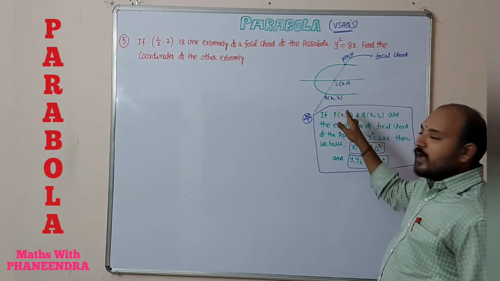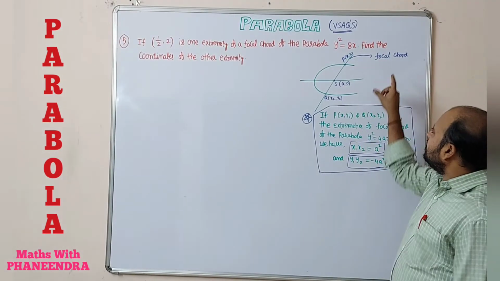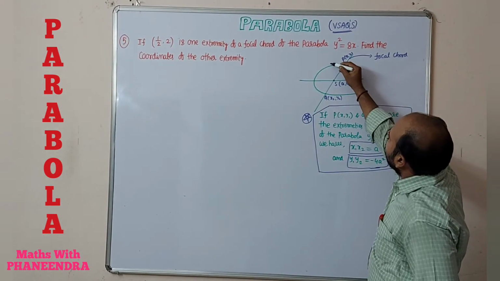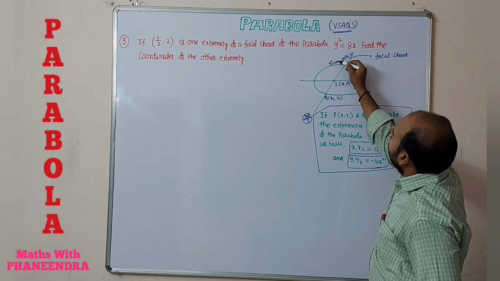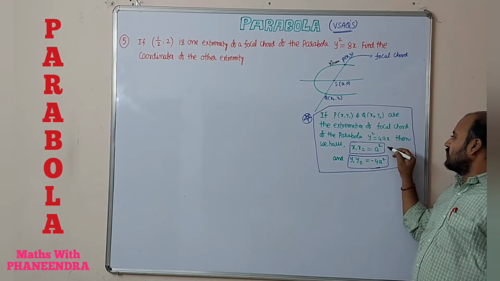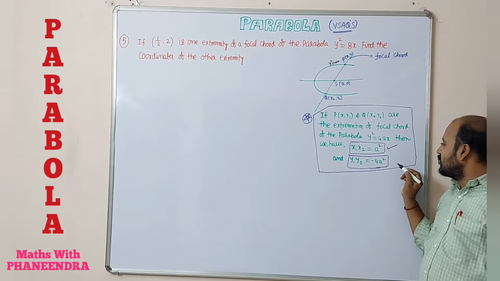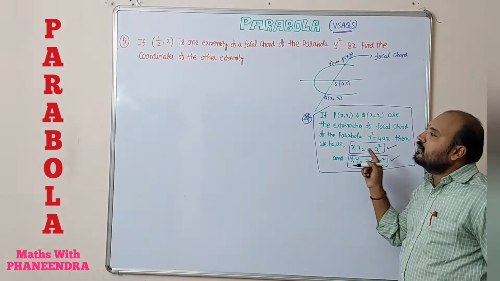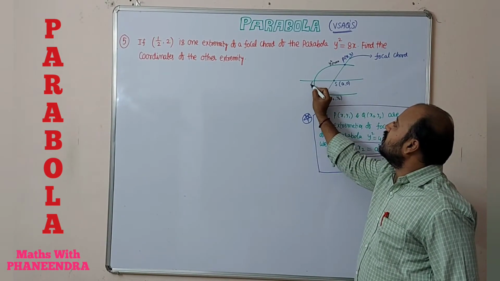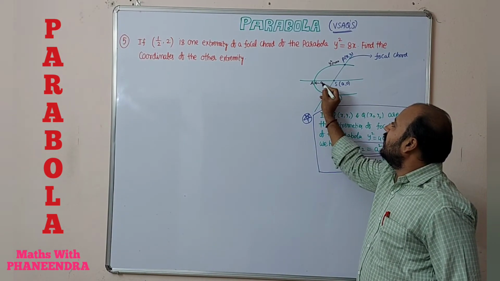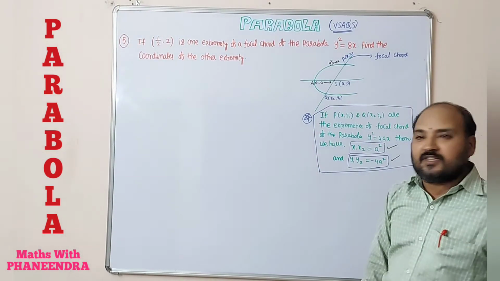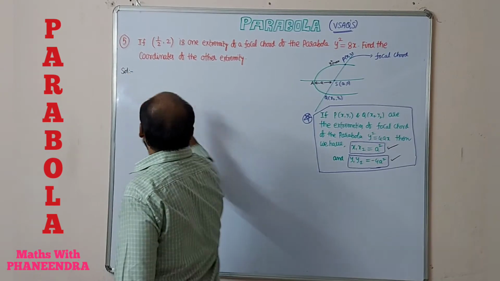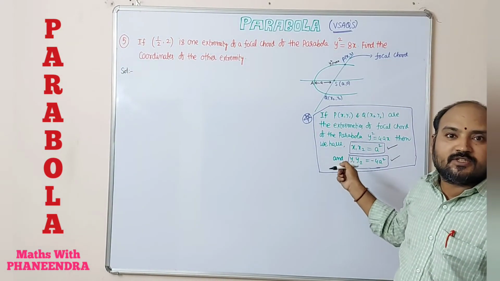x1, y1 and x2, y2 are the ends or extremities of the focal chord of the parabola y square equals 4ax. Then these are the results: x1 x2 equal to a square and y1 y2 equal to minus 4a square. What is a here? Distance from focus to the vertex. This is called small a. So now come to the question. Even this result will help in the competitive examinations, dear students.